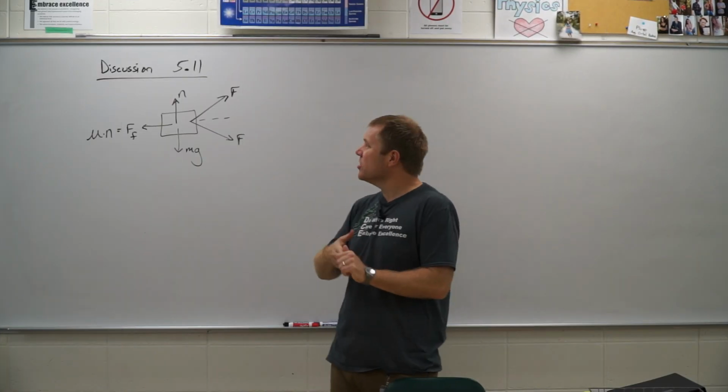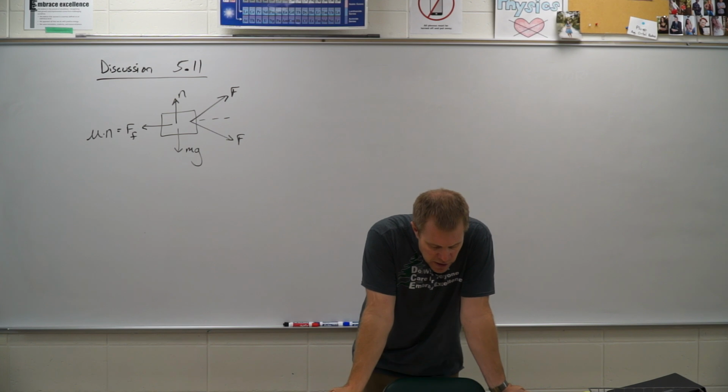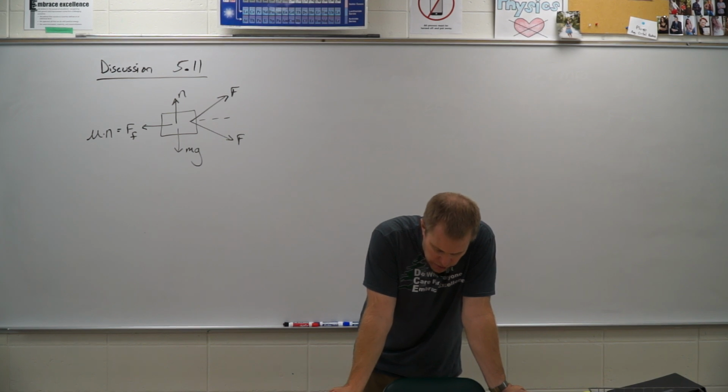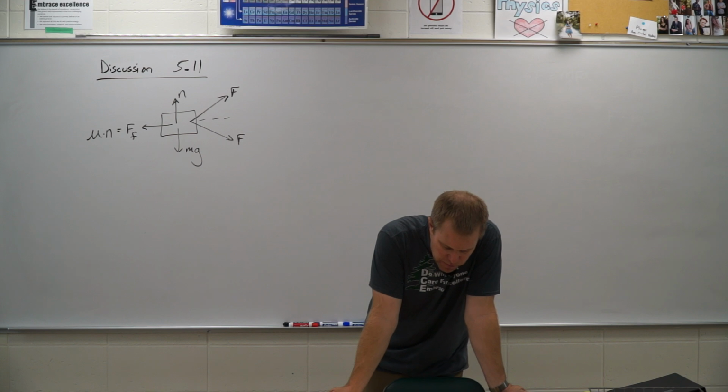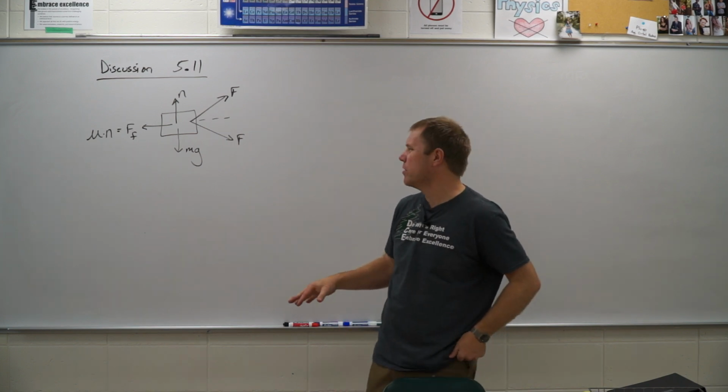Let's take a look at discussion 5.11 here. A crate of books rests on a level floor. To move it along the floor at a constant velocity, why do you exert a smaller force if you pull it at an angle theta above the horizontal than if you push at an angle below the horizontal?